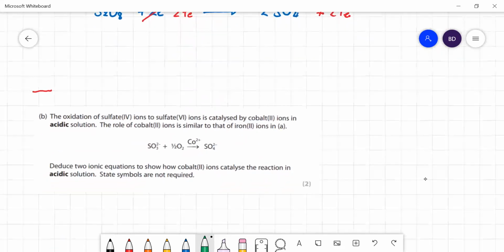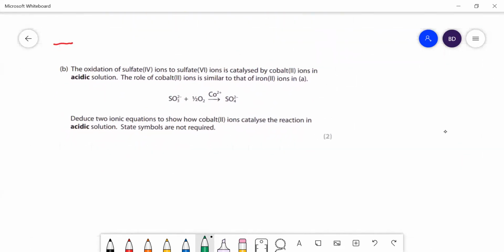Right. Okay. Now this carries on from this one. Sulfite ions, SO₃²⁻, can be oxidized to sulfate ions. So that's oxidation number +4 to +6, and it's catalyzed by cobalt ions. Now the cobalt(II) ions catalyze in a very similar way to the Fe³⁺. They're going to flick backwards and forwards between the +2 oxidation state and the +3 oxidation state. That's how they're going to work as a catalyst.